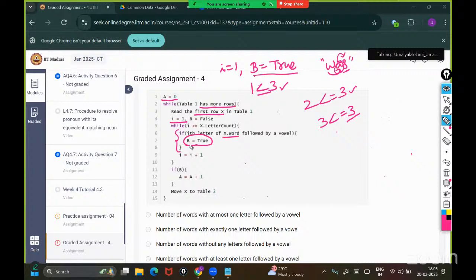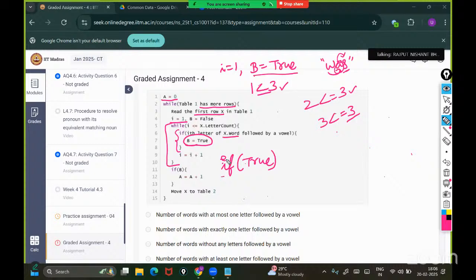So what is the value of B so far? True. Then the whole loop will stop. Then it will check here: if B is true. If B is true means whether the steps inside the if block will work or not.